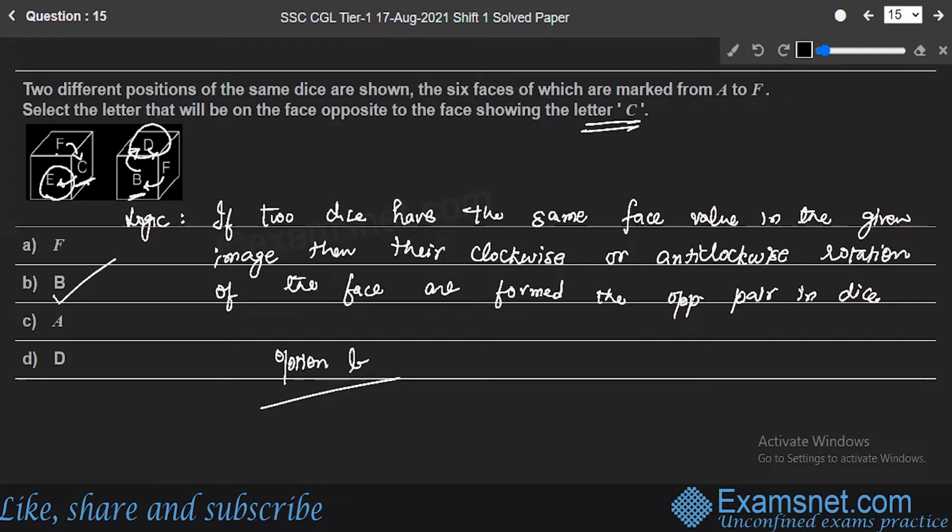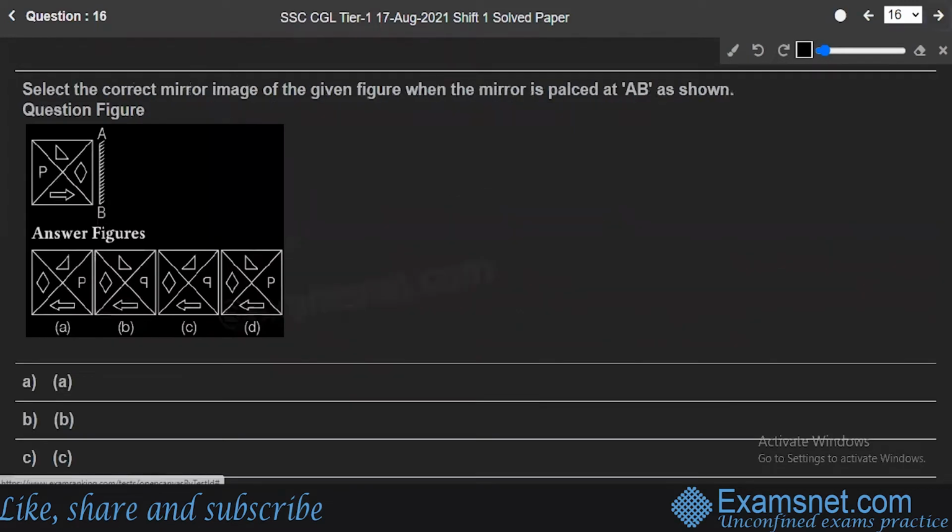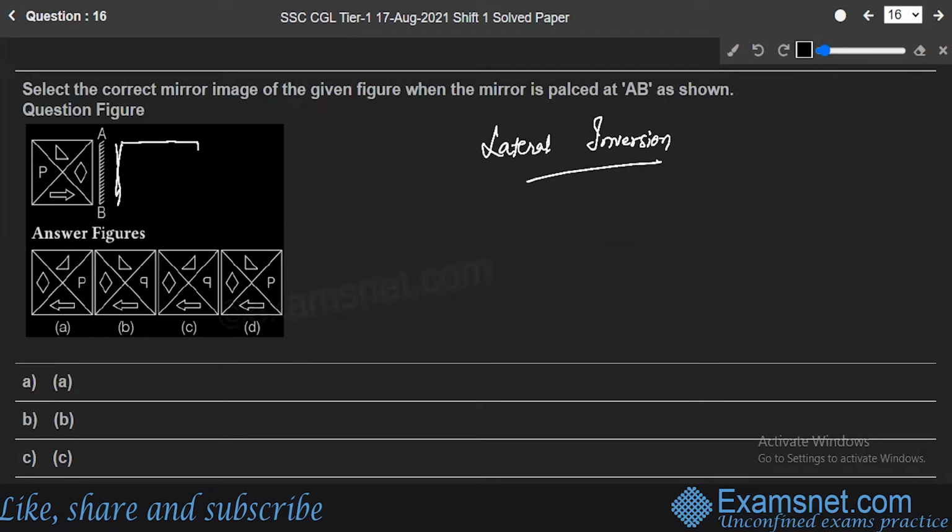Hope you are clear with this. Then let's move to the next question, number 16. You have to select the correct mirror image of the given figure when the mirror is placed in the AB position. Okay, so see, in the mirror, you know that you have the concept of lateral inversion. Lateral inversion means the left hand side appears to be on the right side and the right side appears to be on the left side in the image. Okay, right. So here it is.